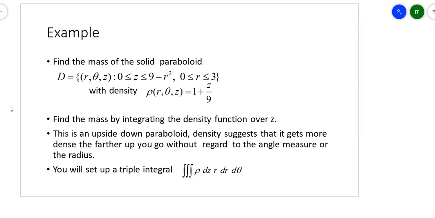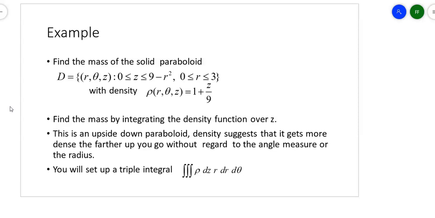It's an upside-down paraboloid. If you look at that density function, rho of, that's rho. That funny-looking p is a rho. Rho of r theta z is 1 plus z over 9. So it looks like the higher up you go, the more dense the object becomes. And it doesn't matter what the angle measure of the radius is. That's not part of the density function.